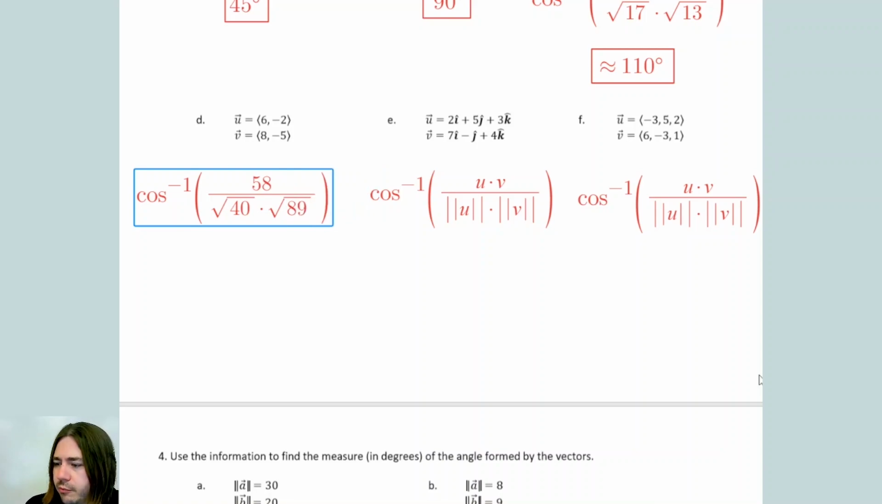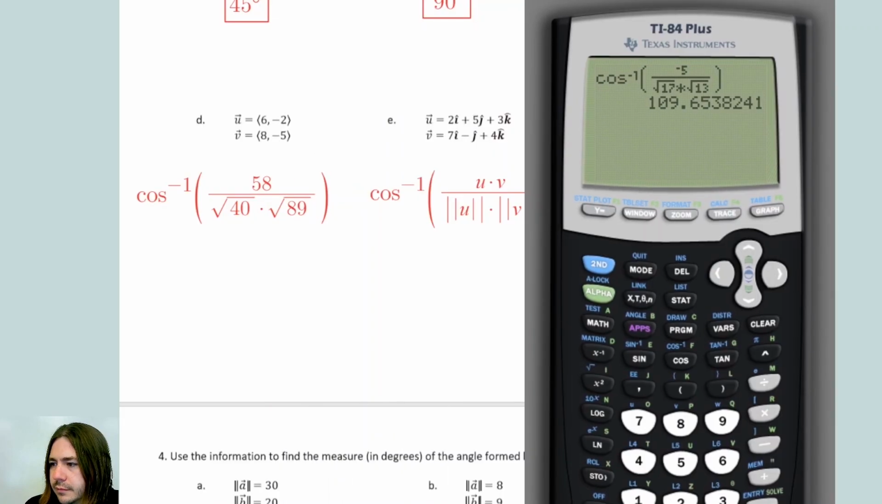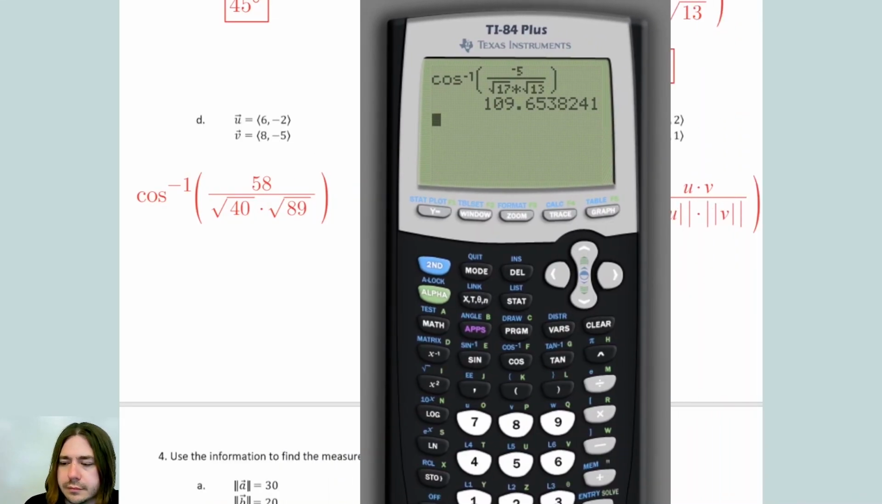And so now we're ready to put everything in the calculator. I'm just going to copy and paste this so I don't have to retype everything. And so we've got 58 over the square root of 40 times the square root of 89. Those are the two magnitudes we're multiplying in there. Okay, and we get about 14 degrees.